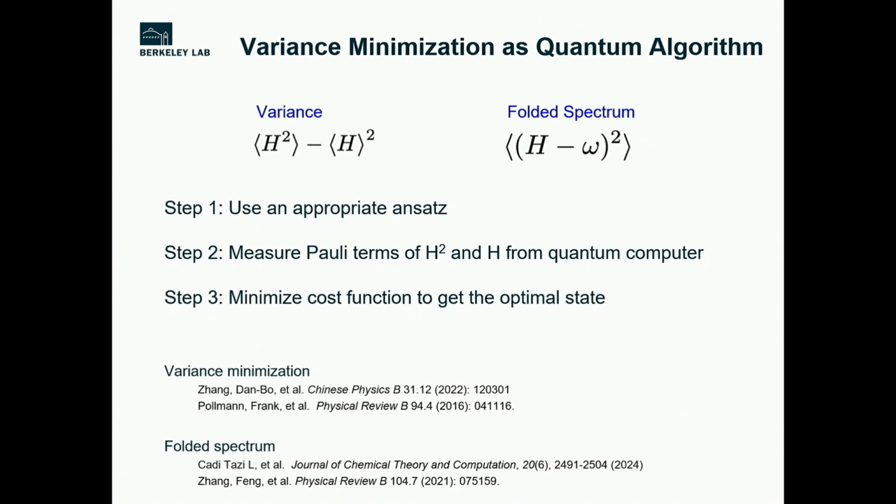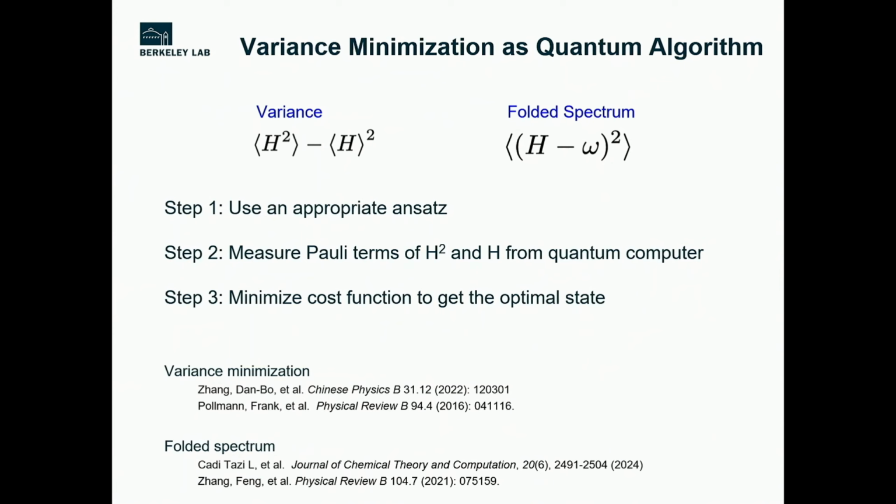And there is also an associated method called the folded spectrum, which allows you to specifically target a state. So if you know the reference energy, omega, that you a priori know, then you can feed it into your cost function, and by optimizing this cost function, you can go to a more targeted state.